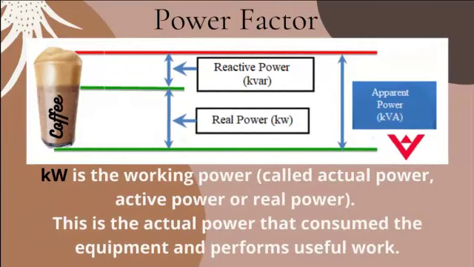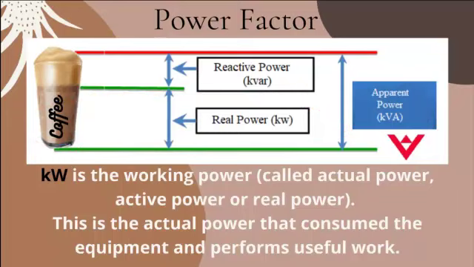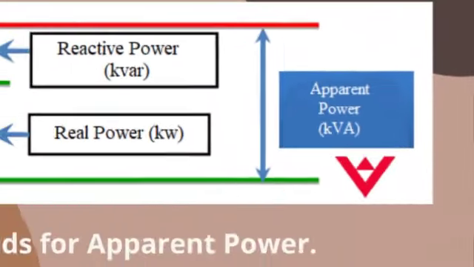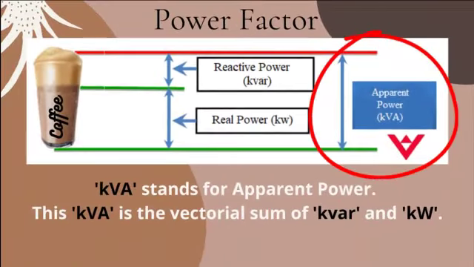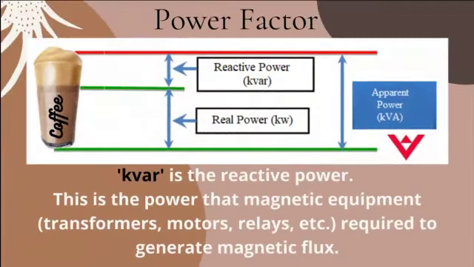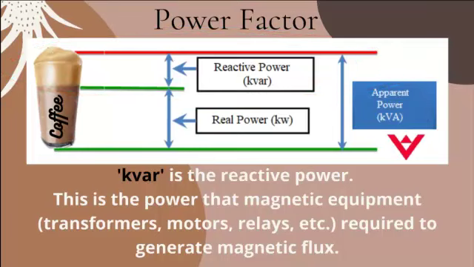The following is given in the image provided here. kW is the working power. This is the actual power that the equipment consumes and performs useful work. kVA stands for apparent power. This kVA is the vectorial sum of kVAR and kW. kVAR is the reactive power. This is the power that magnetic equipment requires to generate magnetic flux.